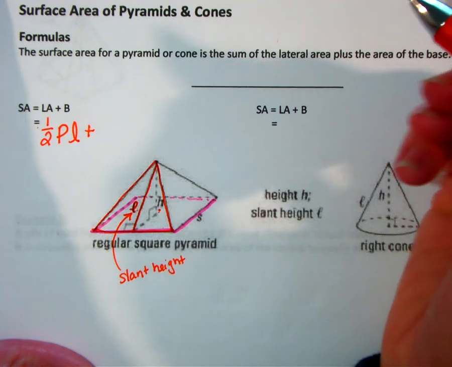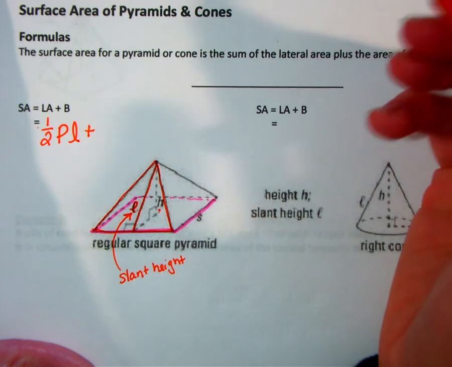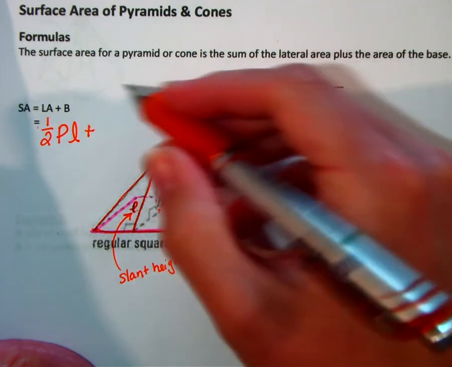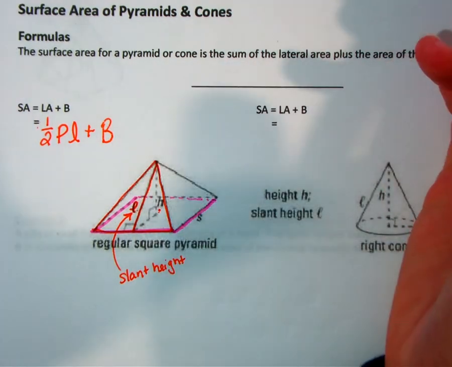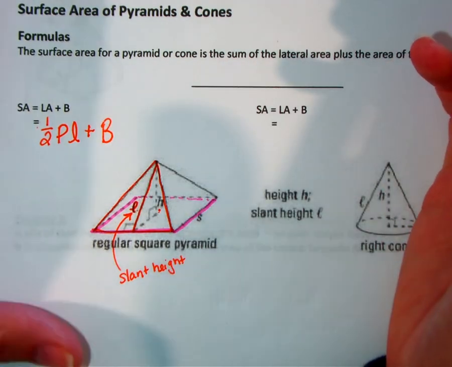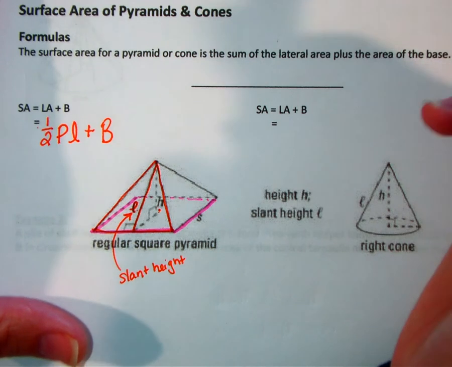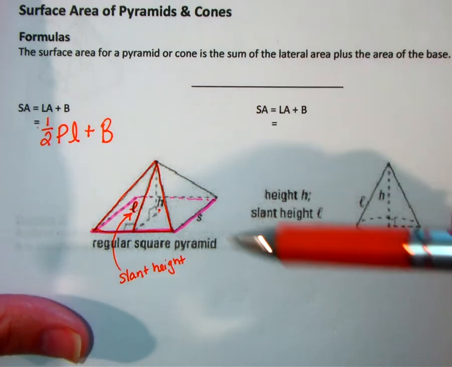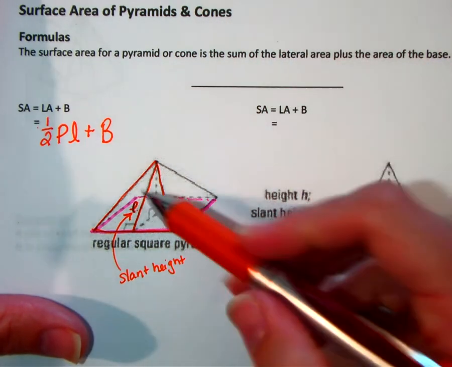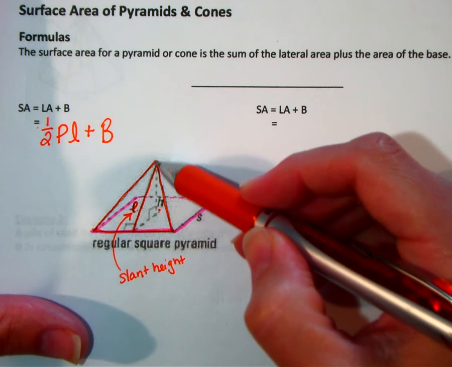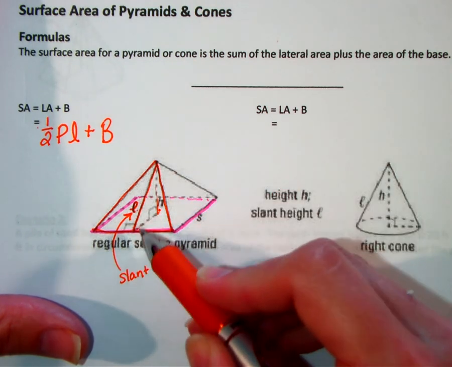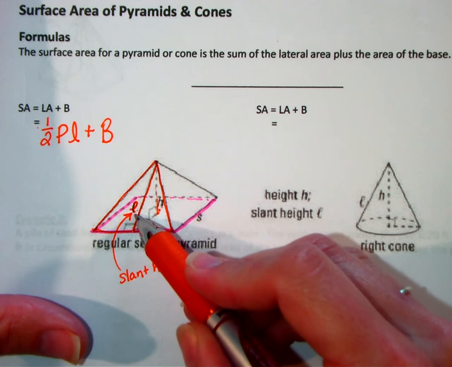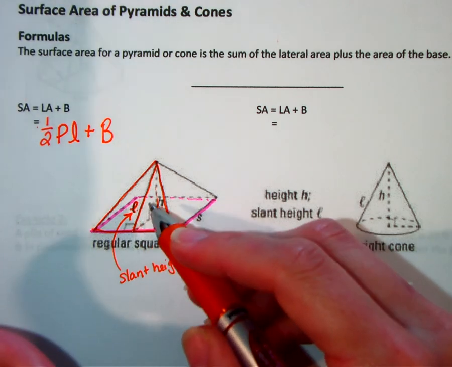Plus, and then this doesn't have two bases. It only has one base. It's only got one square on the bottom, so that is the area of the base. Now this one happens to be a square, so it would be S times S, or S squared. You're also going to find out that there is a relationship between slant height and height. It makes a right triangle, and sometimes you're going to be given height and you're going to have to find slant height. So we're going to work on that throughout our examples today.